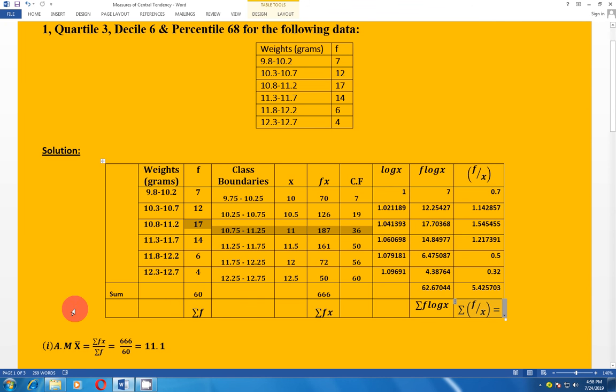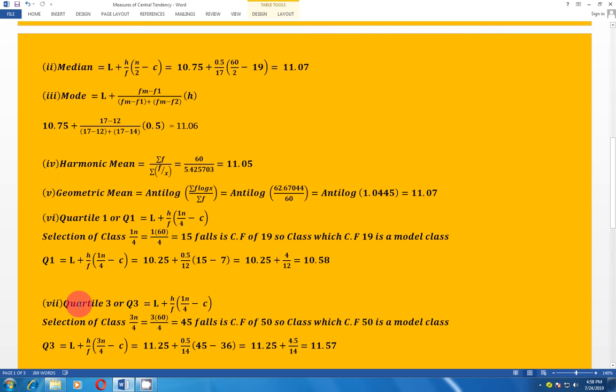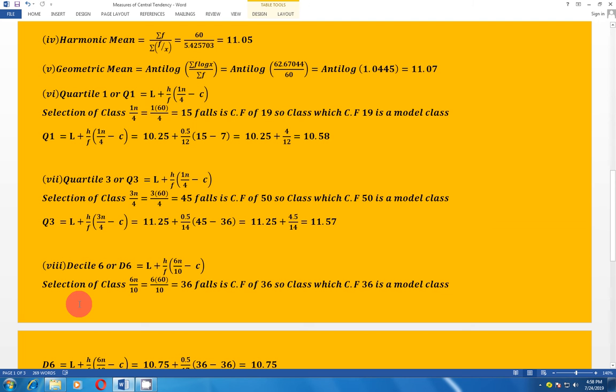So after that, quartiles, deciles and percentiles. As we discussed earlier, quartile means the division of data into 4 equal parts.